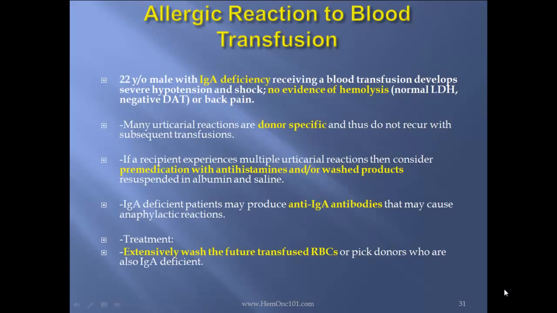Allergic reaction to blood transfusion. Case report. 22-year-old male with IgA deficiency receiving a blood transfusion developed severe hypotension and shock. No evidence of hemolysis. He has normal LDH, negative Coombs, and no back pain. Many urticarial reactions are donor-specific and thus do not recur with subsequent transfusions. If a recipient experiences multiple urticarial reactions, then consider pre-medication with antihistamines and or washed products, resuspended in albumin and saline.